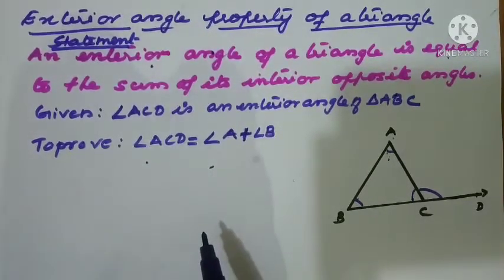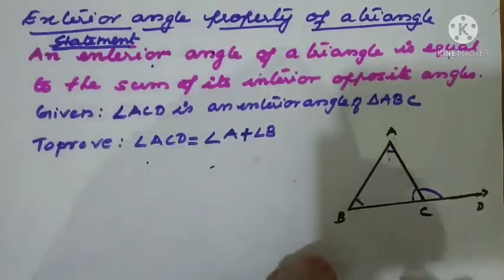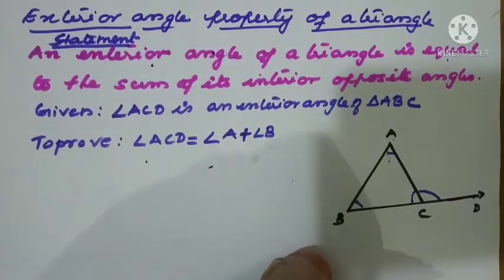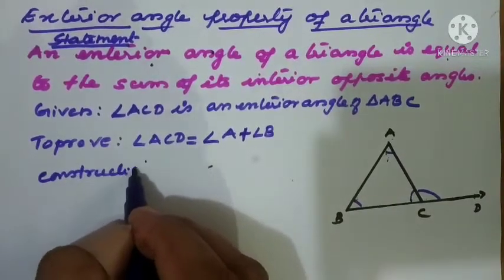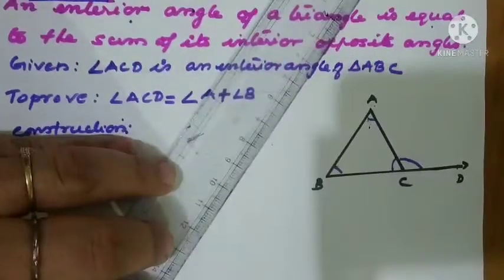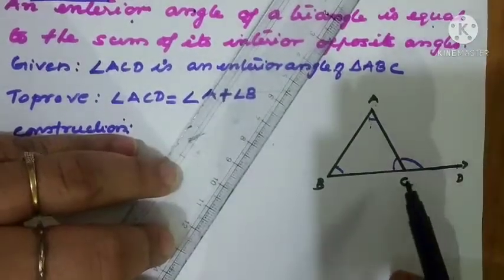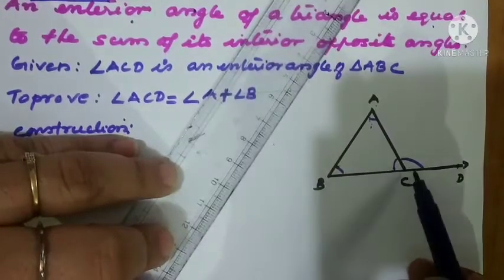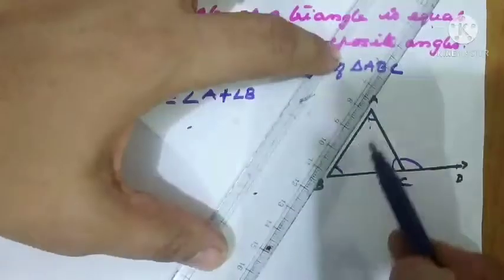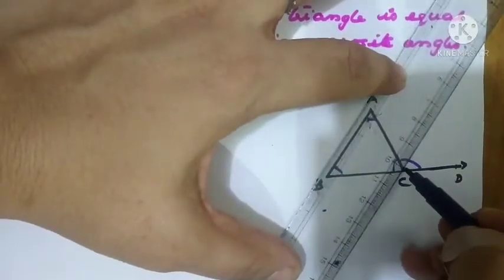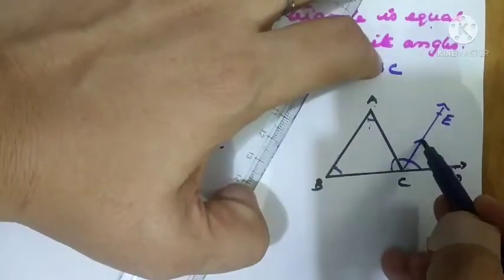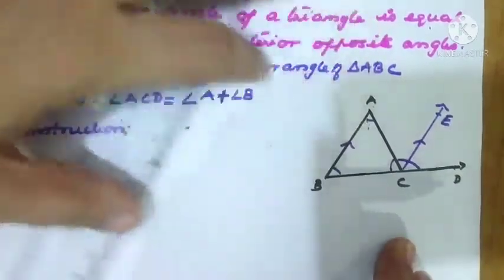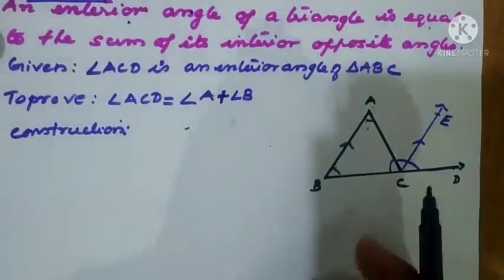Without a construction, we cannot prove this one. The diagram is already given in the question, so we should draw the construction step now. I'll write the next step as construction. Construction is that we have to draw a line at C parallel to BA, a line CE parallel to BA. That means we are applying the parallel lines property. So this is the construction.